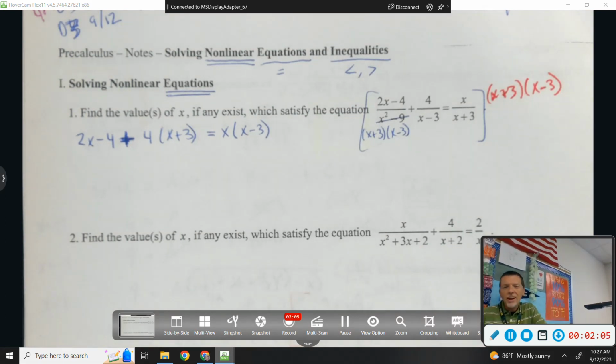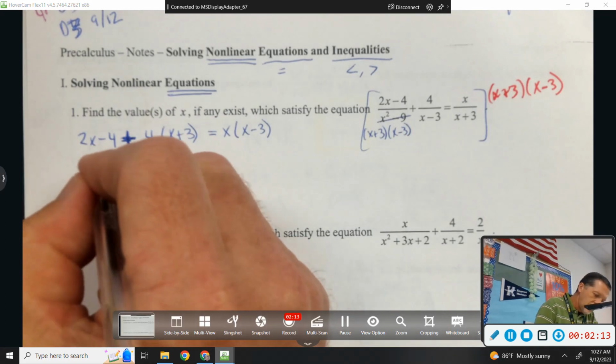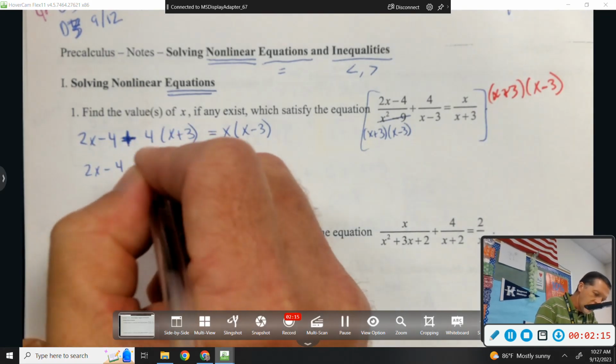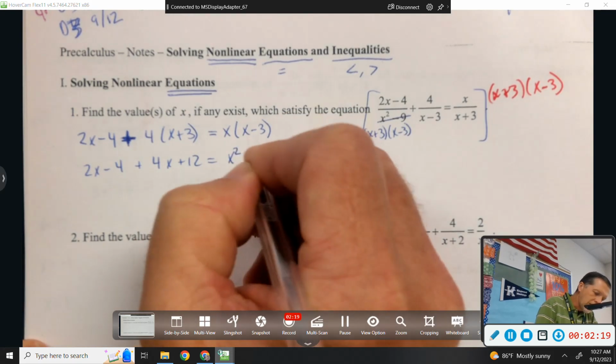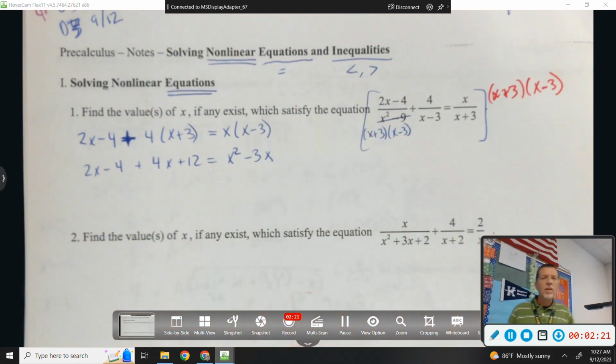That was the pre-cal step. The rest of this is like algebra 1 stuff. Distribute, collect like terms, move things around. So let's distribute the 4, distribute the x. Uh-oh, an x squared showed up. So that means quadratic, that means factoring, maybe. It means set it equal to 0 so that we can factor, hopefully.